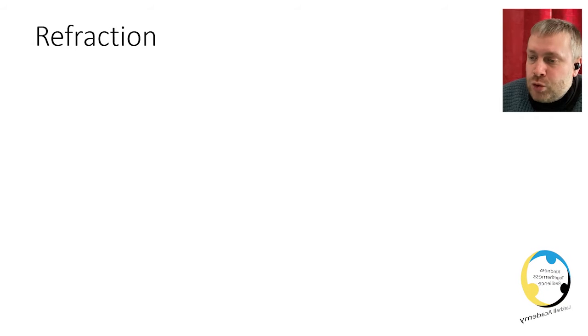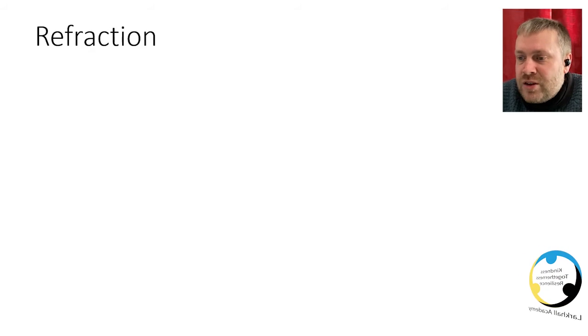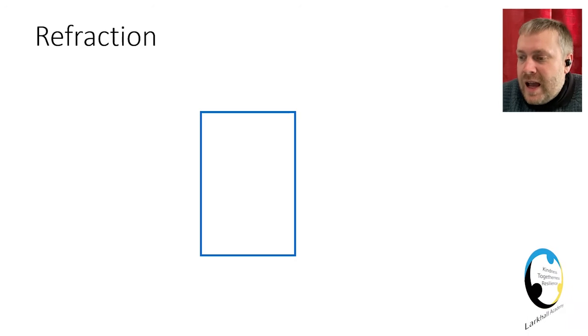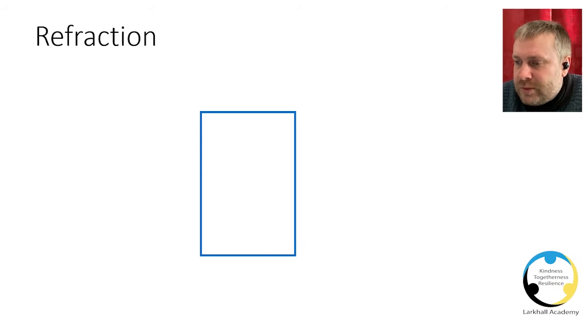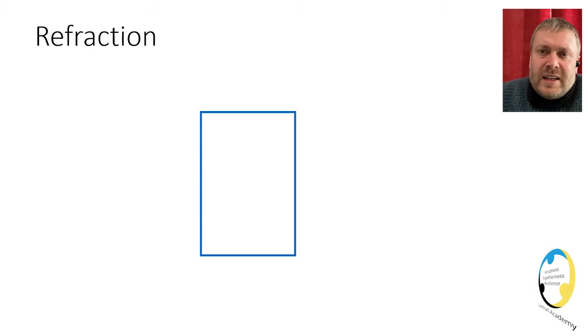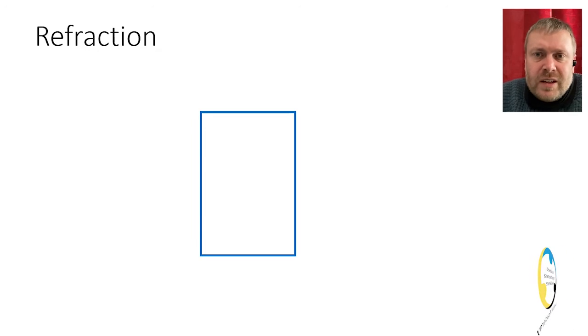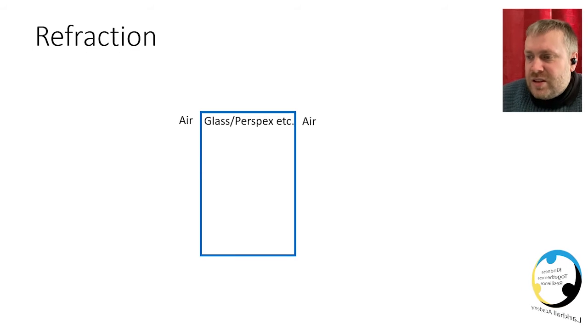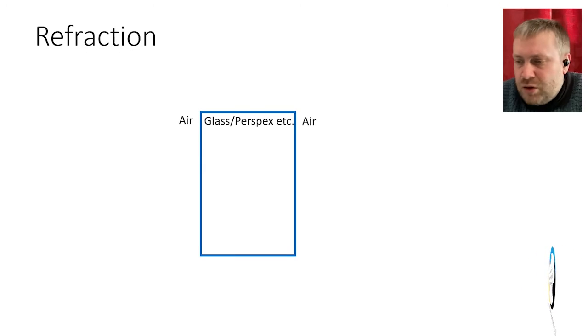And now that we're ready to go again, we're going to introduce this idea of refraction. So I'm going to put in this glass block. It could be any kind of glass or plastic or something that light can basically pass through. I'm just calling it glass just now. It could be glass, perspex, acrylic, anything.